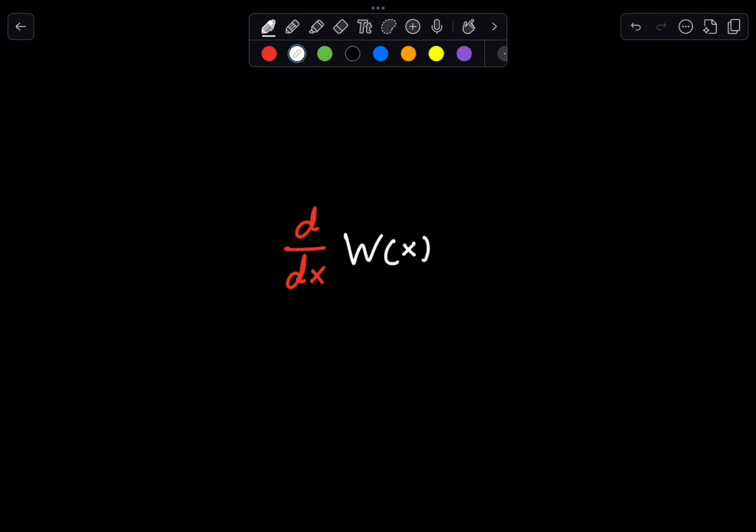Hello everybody, today we're going to be solving the derivative of the Lambert W function. Let's get right into it.